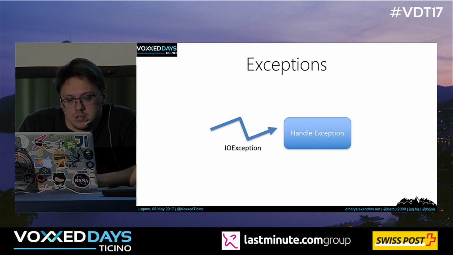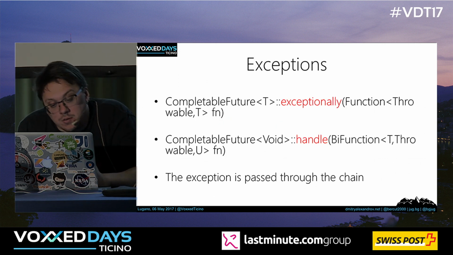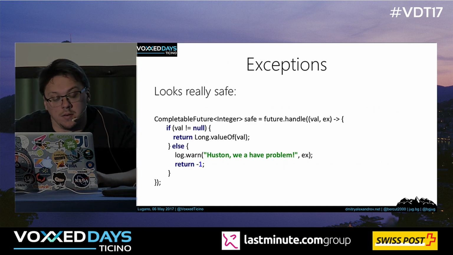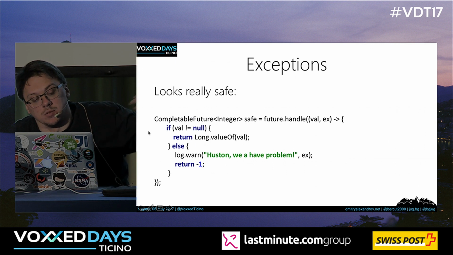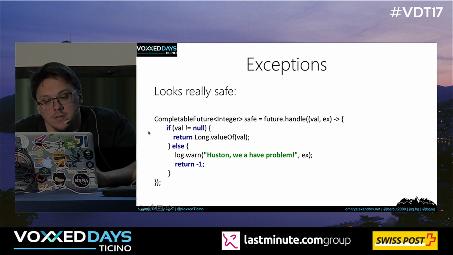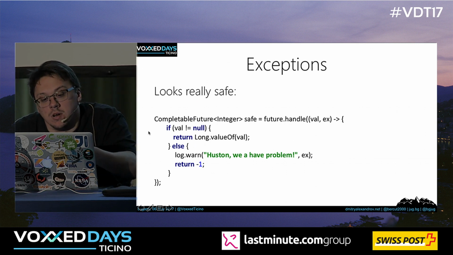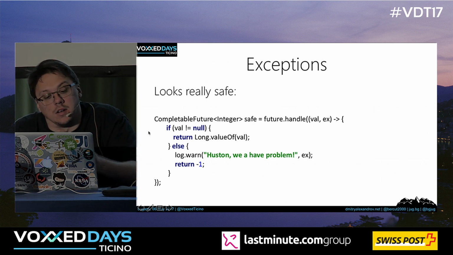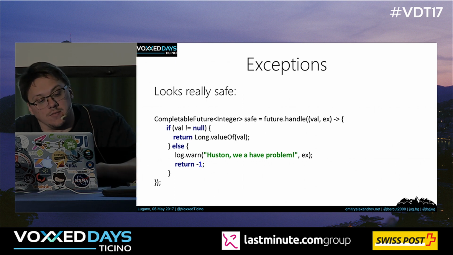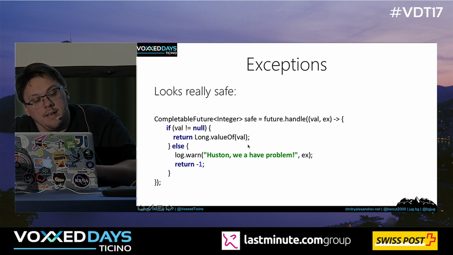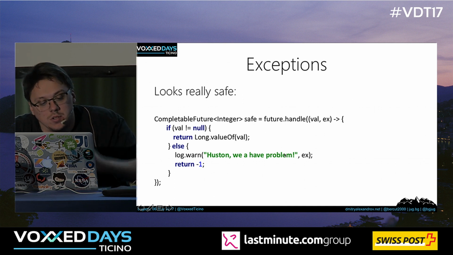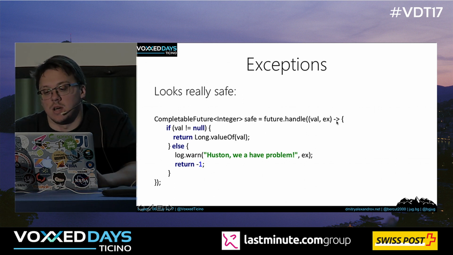Exceptions, we can handle very well. We can complete exceptionally or handle something gracefully. The exception is propagated down the whole chain of events that you have. So there are handling options here. For example, if you have a good value, you just go ahead, or if you have a problem, you just print it. So we get a lambda with a function, where one argument is the value and one is the exception.